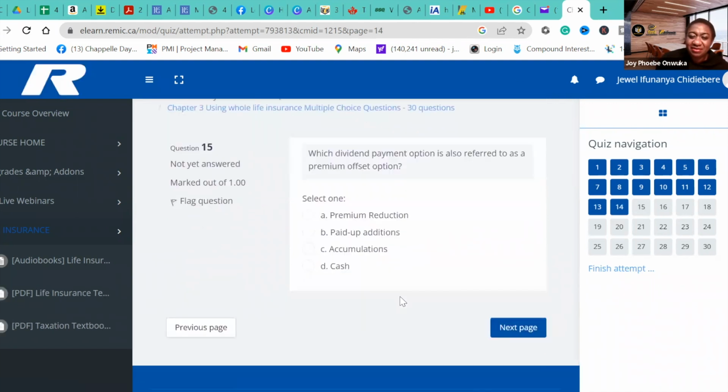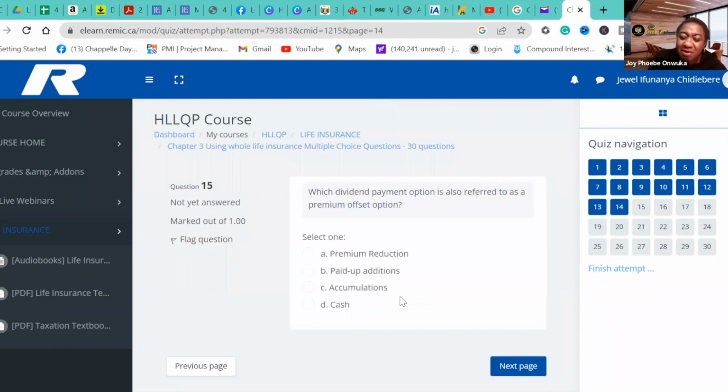Question 15. Which dividend payment option is also referred to as premium offset options? Okay, this one is talking about, especially for whole life, participating whole lives that pay dividends. So all these options are different methods of receiving your dividend if you have participating whole life. So now they are asking us which one is also referred to as premium offset options. Now we have premium reduction options, paid up addition options, accumulation options, and cash.